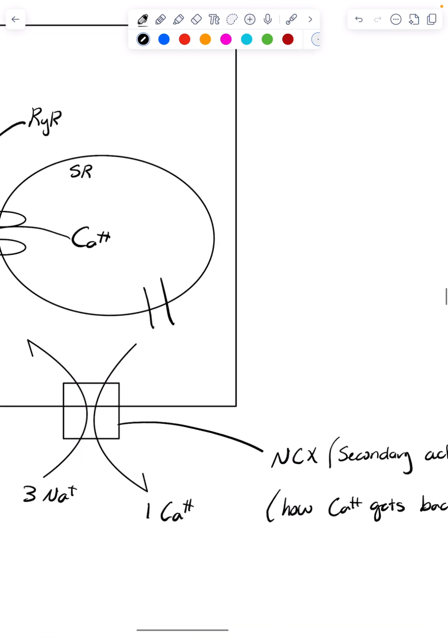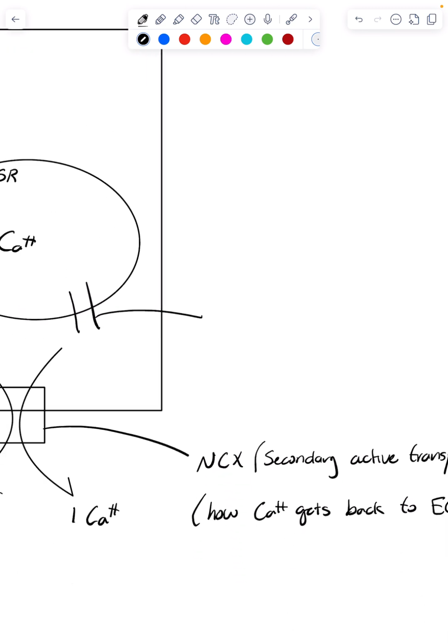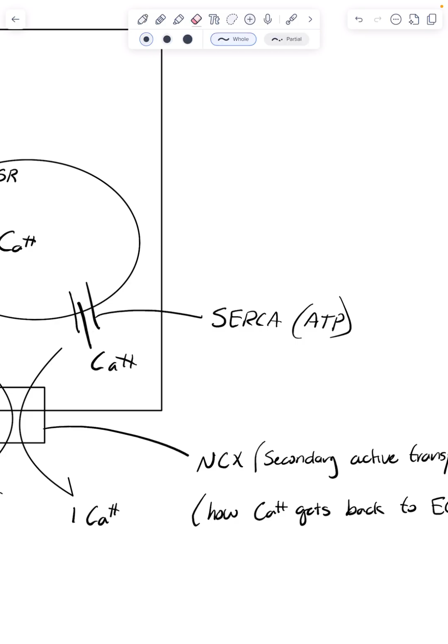And then this, I just forgot to write this in until just now. This is the SERCA pump, and it runs off of ATP. That allows calcium to come back into the sarcoplasmic reticulum. Good grief, nothing's working for me.